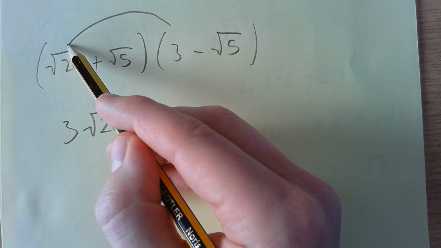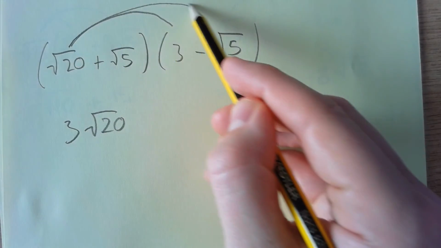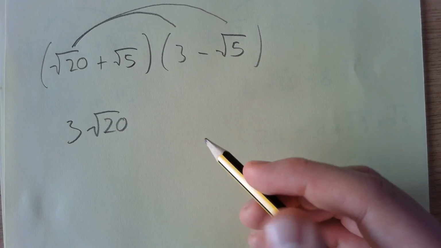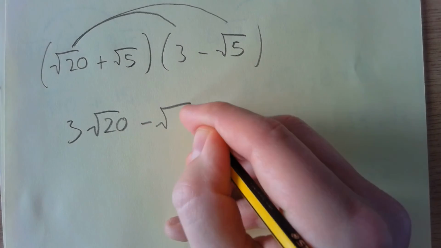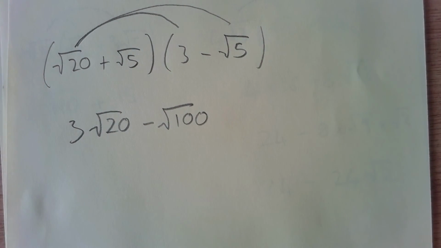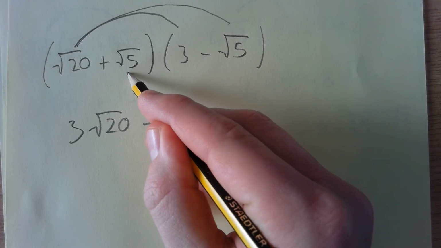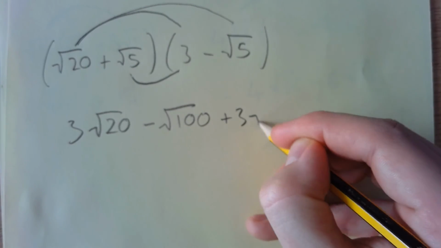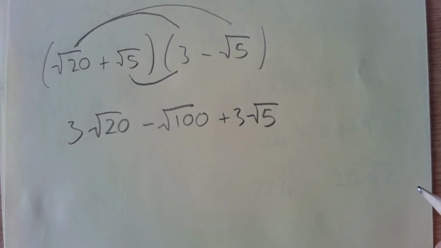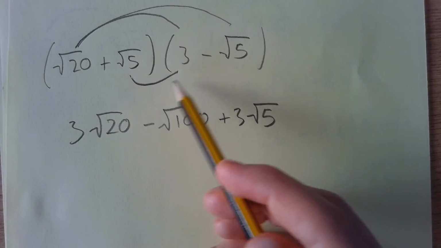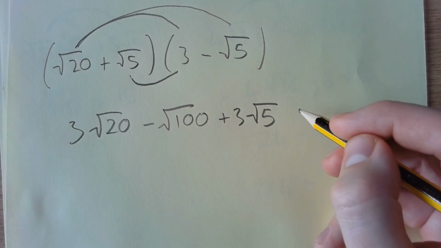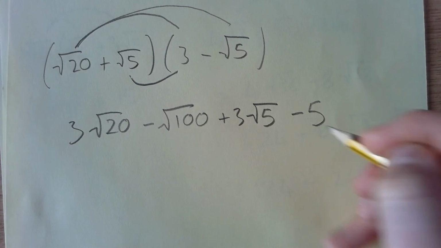My outside 2 is root 20 times minus root 5. Well, I know that root 20 times root 5 would be root 100, so it's going to be minus root 100, which obviously I can cancel down, but I'm going to come back to that after I finish this first step. Inside 2, root 5 times root 3 is 3 root 5. And last 2, root 5 times root 5 will be 5. So root 5 times minus root 5 is going to be minus 5.